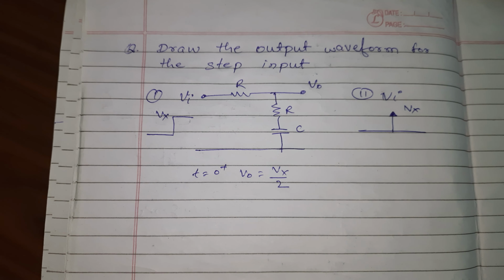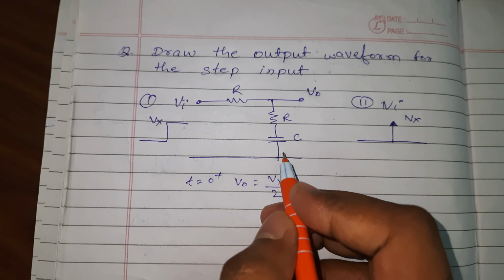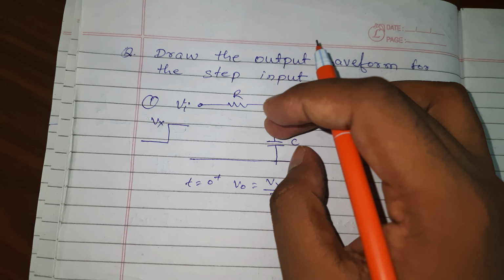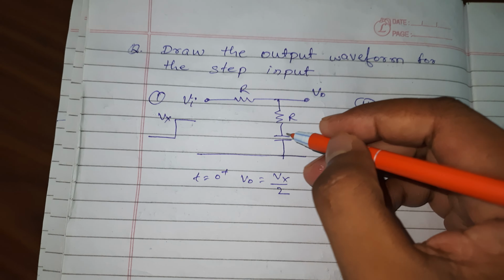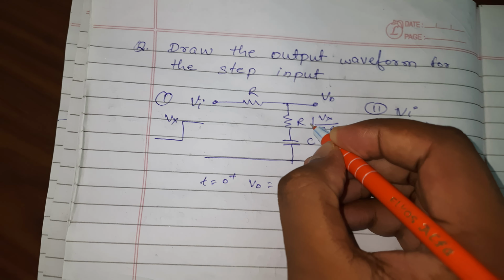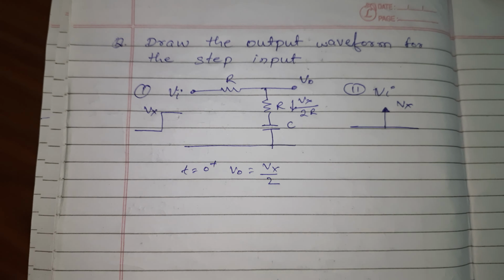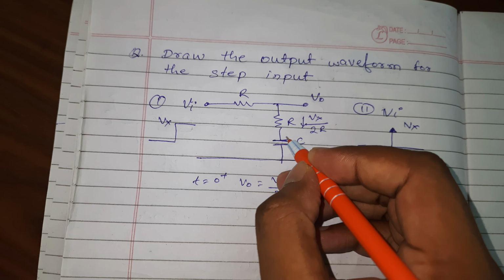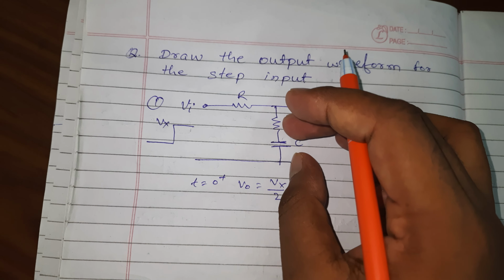So let us understand what will happen after t is equal to 0 plus. The voltage across this resistor and capacitor is Vx by 2, and initially the voltage across this capacitor is 0. So an amount of Vx by 2R current will flow at t is equal to 0 plus. When this current flows through this capacitor, the charge on this capacitor will deposit and the voltage across this capacitor will start developing.